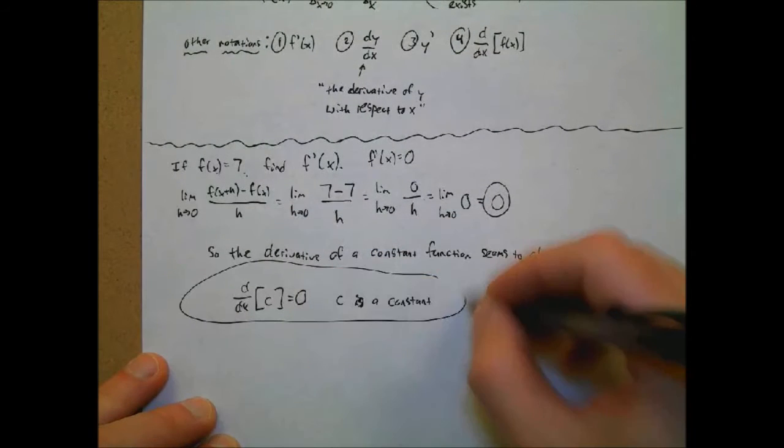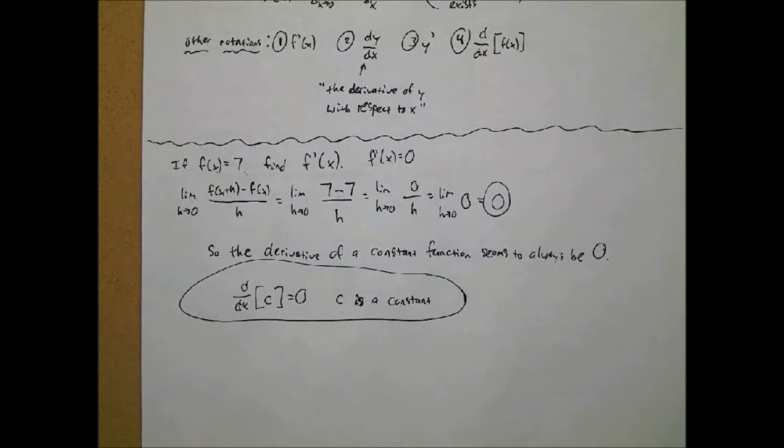So there's one of our first rules, right? Really basic, but now we no longer need to use the limit definition of the derivative every time we see a constant. When we take the derivative of a constant, we know the answer is going to be 0. It's got to be 0.